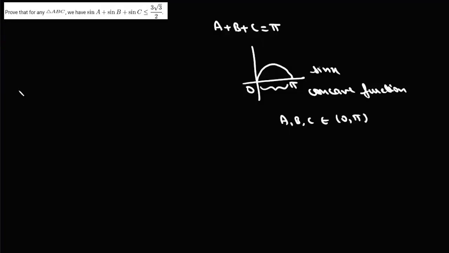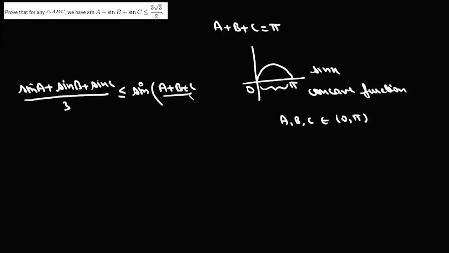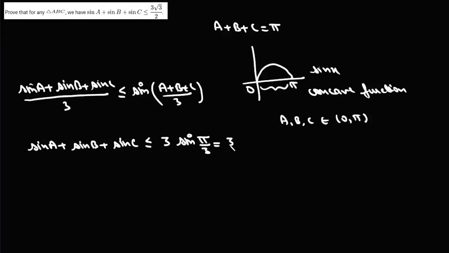Now using Jensen's inequality, we can write (sin A plus sin B plus sin C) upon 3 will be less than or equal to sin of (A plus B plus C) by 3. Now A plus B plus C is pi. So we can write sin A plus sin B plus sin C will be less than or equal to 3 times sin pi by 3, and sin pi by 3 is root 3 by 2. So it will be 3 root 3 by 2. So from here we have proved that sin A plus sin B plus sin C is less than or equal to 3 root 3 by 2.